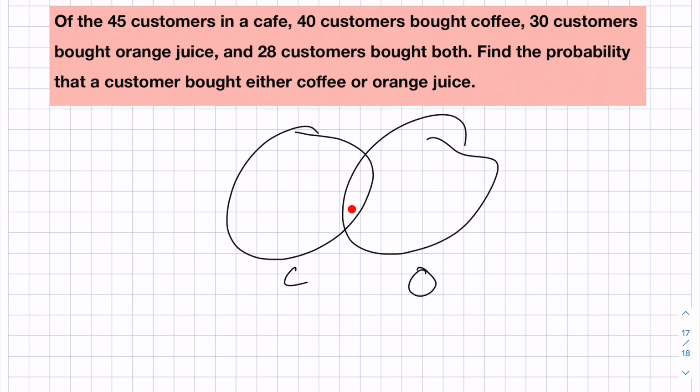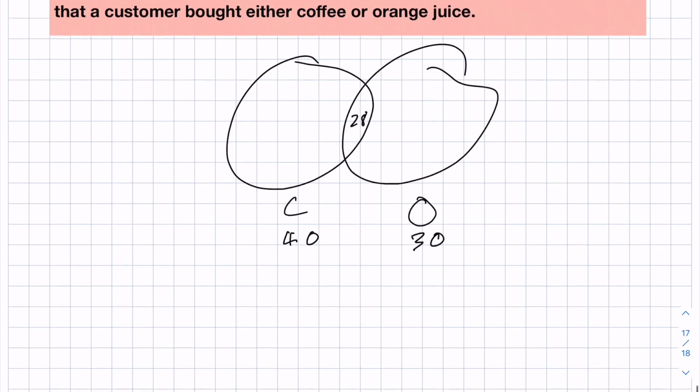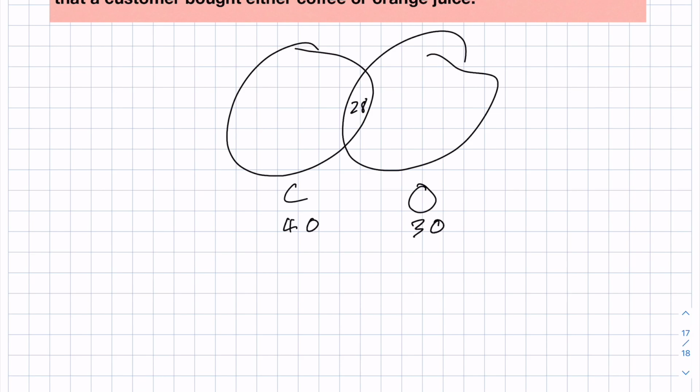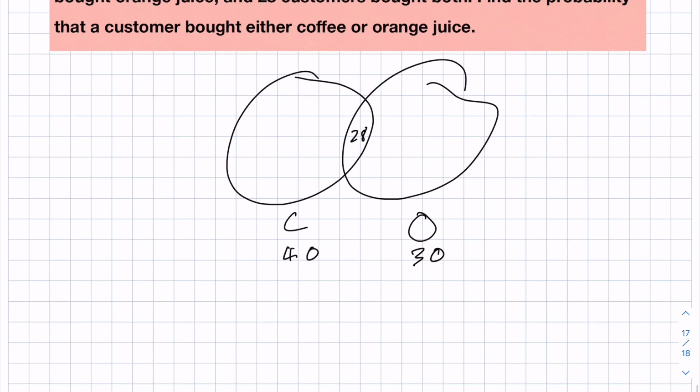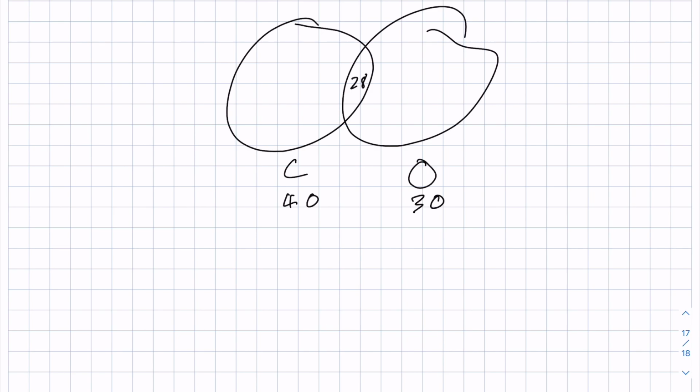So already these full circles are 40. This one is 40, and this one is 30. And I know this here is 28. So if I add the probability for these two and subtract the probability for this, all I'll be remaining with is the probability of sane customers that bought only one of these things. So let's do that.